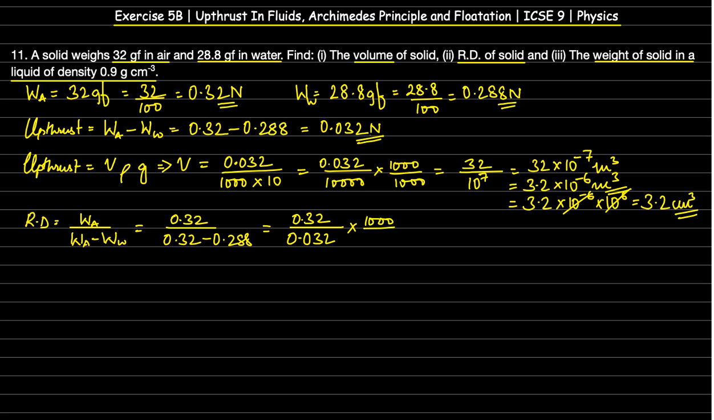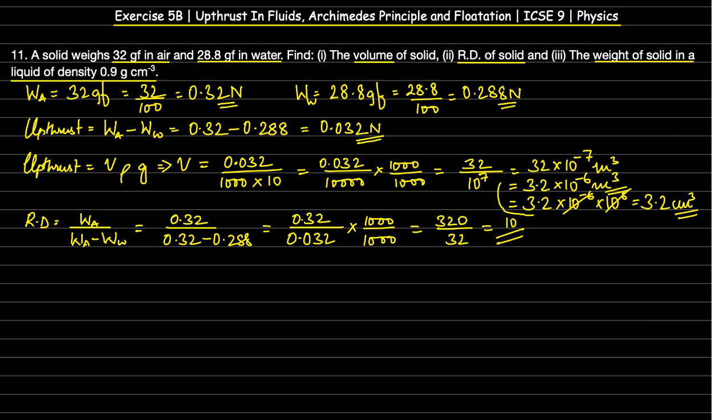So here we get this as 320 divided by 32, which happens to be 10. So relative density, we have got it as 10. So now we have got relative density.